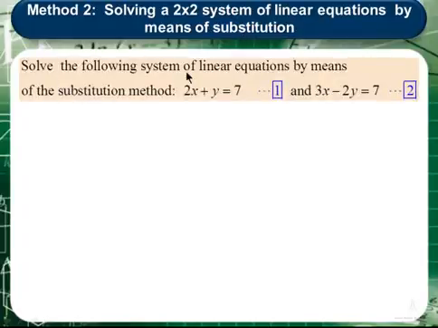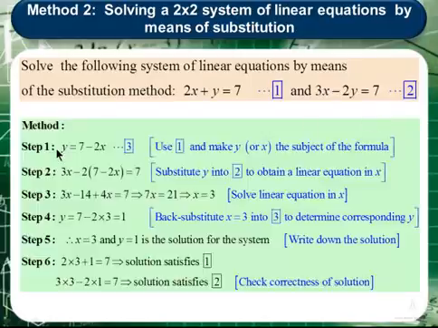Solve the following system of linear equations by means of substitution. And the equations in this case are given as indicated on the screen. First equation is 2x plus y is equal to 7. Let's number that, equation number 1. And the second one is 3x minus 2y is equal to 7.